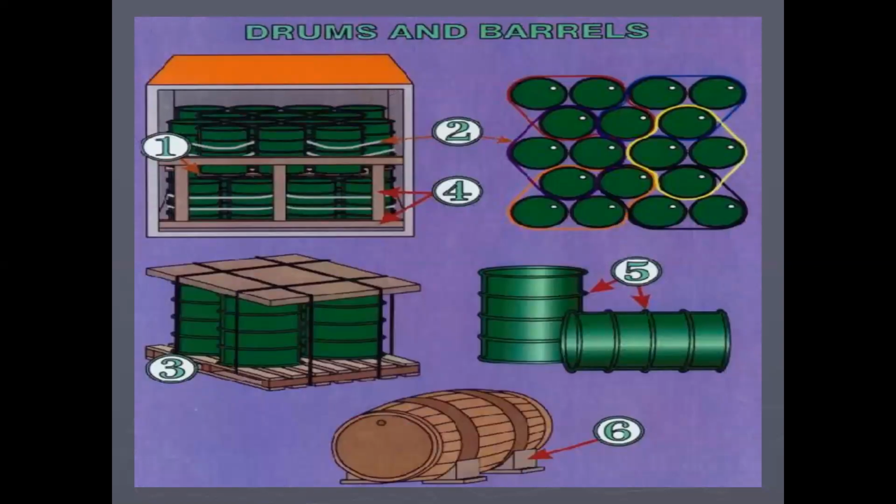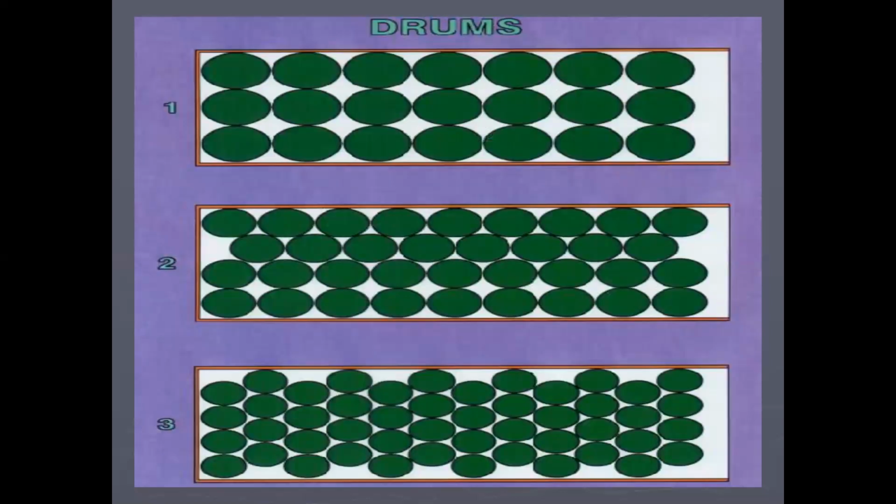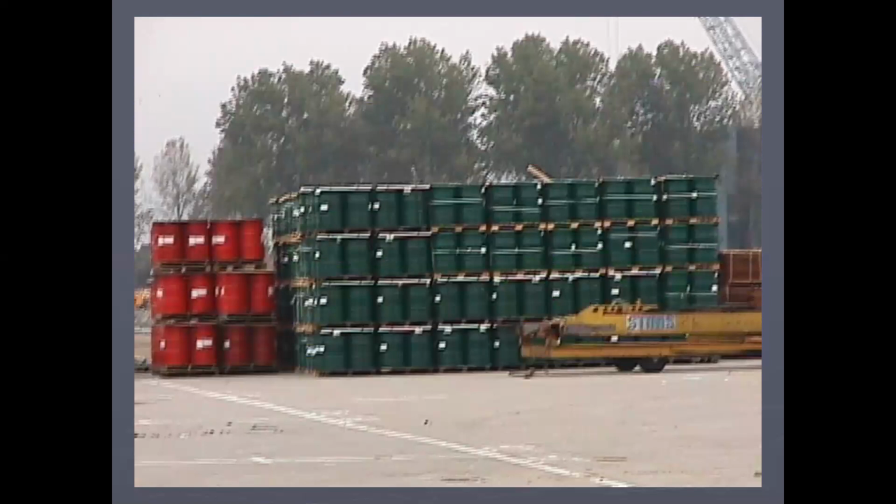Drums and barrels. Drums and barrels in containers should always be stowed upright if possible, and there should be some form of soft dunnage applied between each tier of drums. In the door area, the barrels and drums must be secured by bracing with wood.